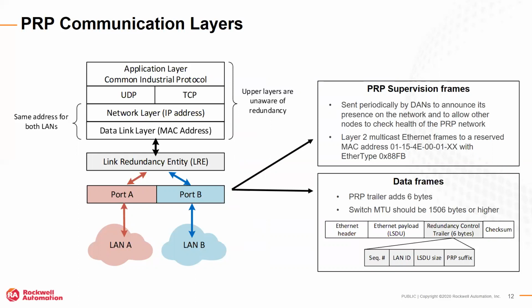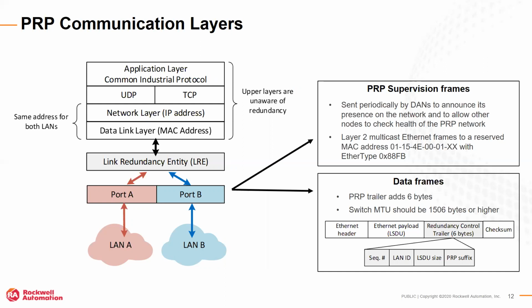Now, one important thing is because PRP does add a trailer to the data frame, to be a PRP switch, you do need to be able to support jumbo frames, or the larger frames. Some switches cannot do that, so that's very important. And that's why our Stratix 5400 has the capability to handle the larger frame sizes.